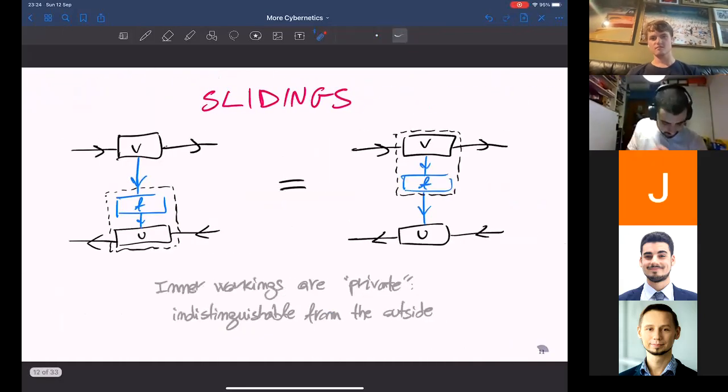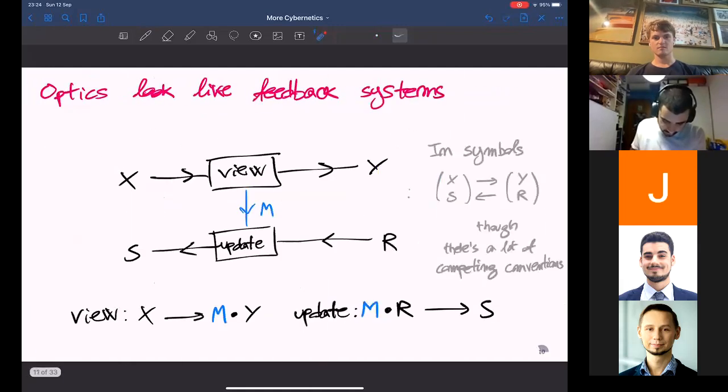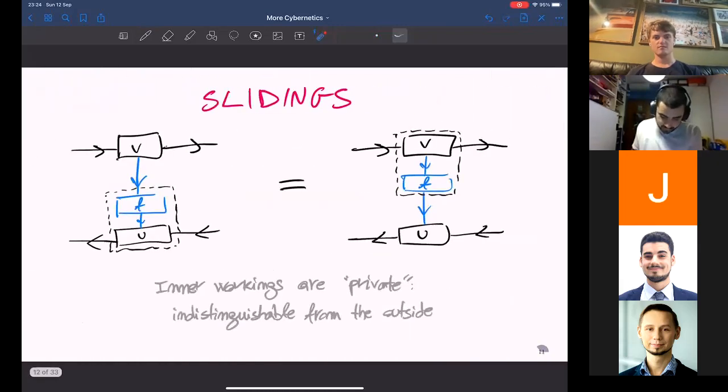But just to be clear about it, it's not the same. And what's important in optics, and this is very important, is that this blue wire is a private thing. So an optic is not just a pair of functions, but it's also an equivalence class, which means that I consider two optics to be exactly the same if I can obtain one from the other by simply sliding one piece of it along this blue wire.